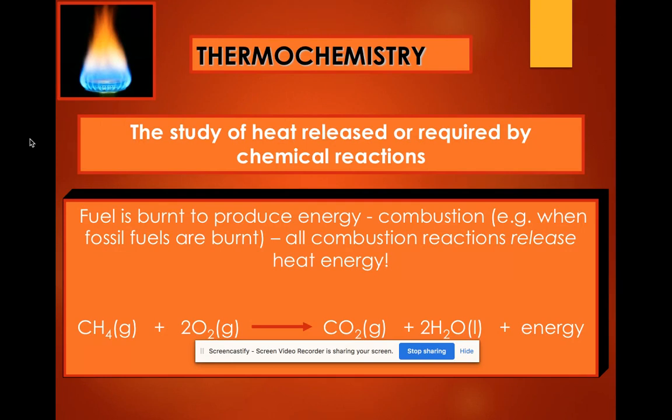So thermochemistry is the study of heat released or required by chemical reactions. Fuel is burnt to produce energy. Combustion, which you know as one of the 5 basic types of chemical reactions, is when fossil fuels are burned, or combustion is when a hydrocarbon and oxygen gas reacts to form carbon dioxide and water. All combustion reactions release heat. And that makes sense. When you burn something, heat is released.